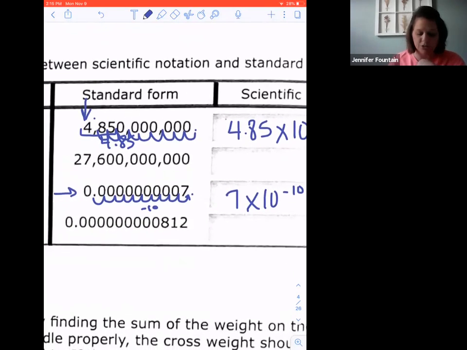I want you to go ahead and do the second one and the fourth one. Change 27,600,000,000,000 to scientific notation, and I'm not even going to attempt to say that little bitty number with the decimal.